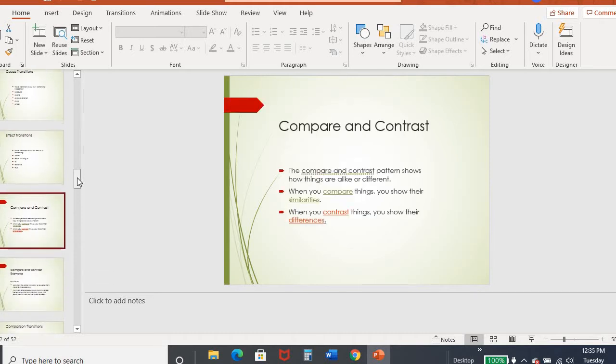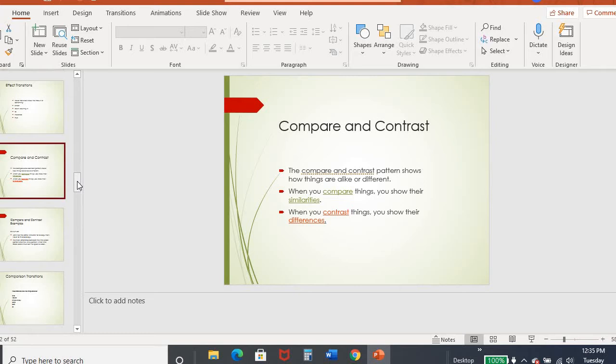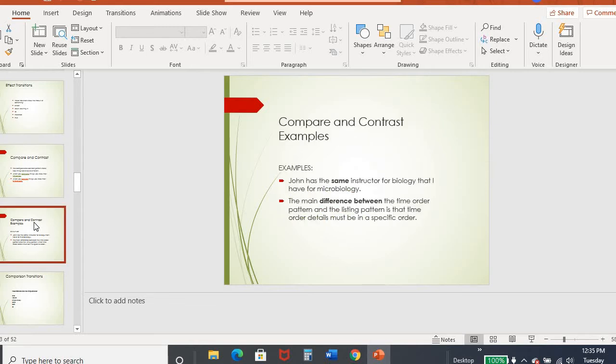Authors can also compare and contrast, so to show how things are alike, to show how things are different, or both, how they're both alike and different. When you compare, you're showing how things are similar. When you contrast, you're showing how they are different. Here are some examples. John has the same instructor for biology that I have for micro. The main difference between time order pattern and listing pattern is the details must be in a specific order.